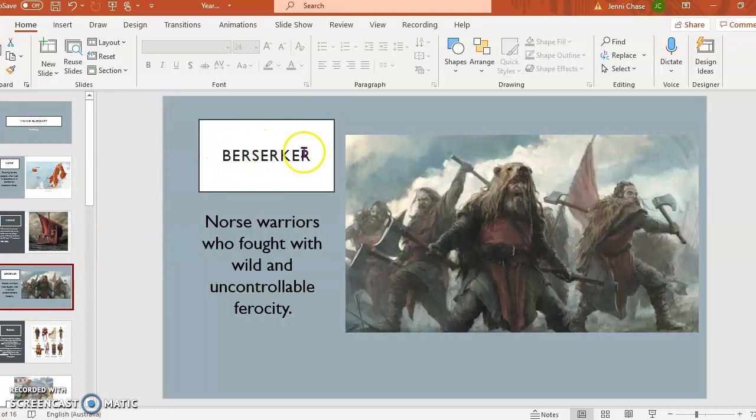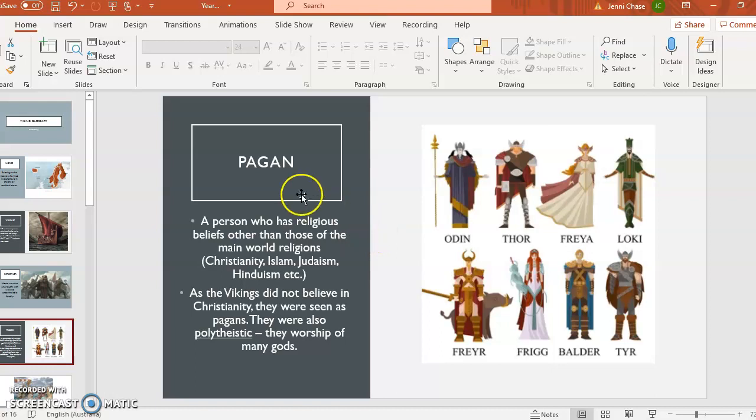Okay, a berserker. Those were Norse warriors who fought with wild and uncontrollable ferocity. We will look at them in one lesson. Here is an image of a berserker, and the word berserk comes from these people. Berserker literally means bear coat. And you can see them, especially this guy here, wearing a bear and almost embodying the spirit of the bear as he's fighting.